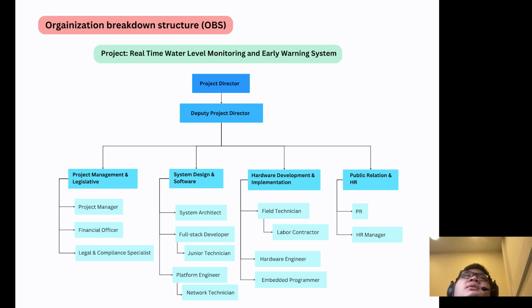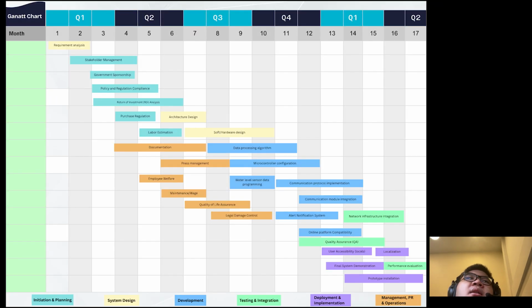To execute the work breakdown structure, we have established this organization breakdown structure. The project is led by the project director and deputy project director. We have specialized roles such as the system architect and full stack developer for software, while the field technician and hardware engineer handle the physical implementation. This ensures clear accountability for every task.